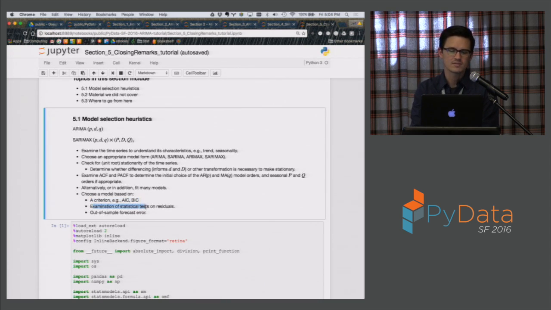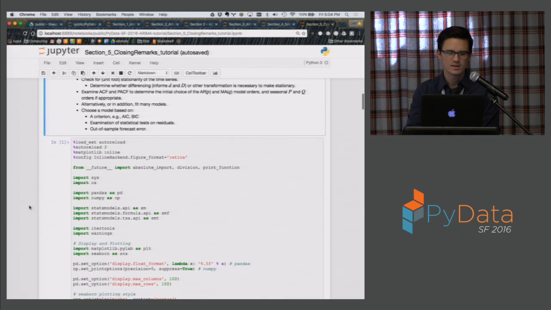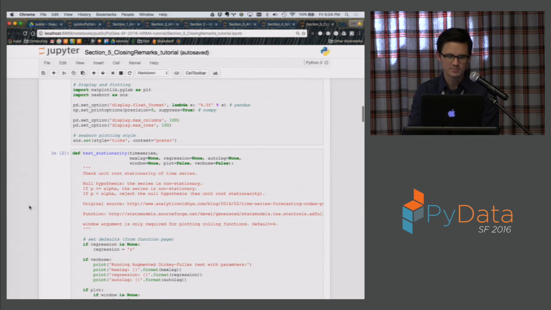We can look at the statistical tests, as I mentioned, or we can also look at out-of-sample forecast error. That might really be what you want to get at when you're making these ARIMA models. You want to make some prediction about the future, and you might want to choose the model that performs best on some holdout period, so you can use that model in the future to make a forecast, which I just recently did for one of our clients.